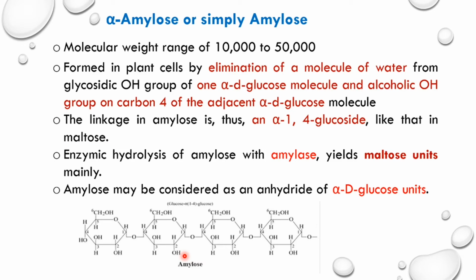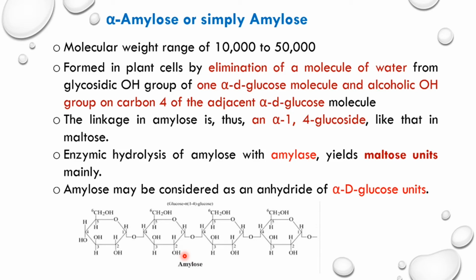Let us come to the first component, alpha amylose, or simply amylose. Its molecular weight is 10,000 to 50,000. It is formed in plant cells by the elimination of a water molecule from the glycosidic OH group of carbon 1 of alpha D-glucose and the alcoholic OH group of the 4th carbon of the adjacent alpha D-glucose molecule, as in maltose. Maltose has alpha 1,4 linkages, but maltose contains only 2 glucose units. Amylose contains many glucose units. It is a polysaccharide. Enzymatic hydrolysis of amylose with the amylase enzyme yields mainly maltose units.